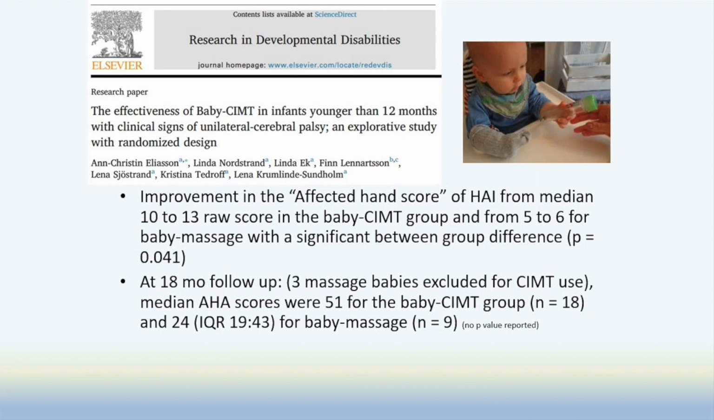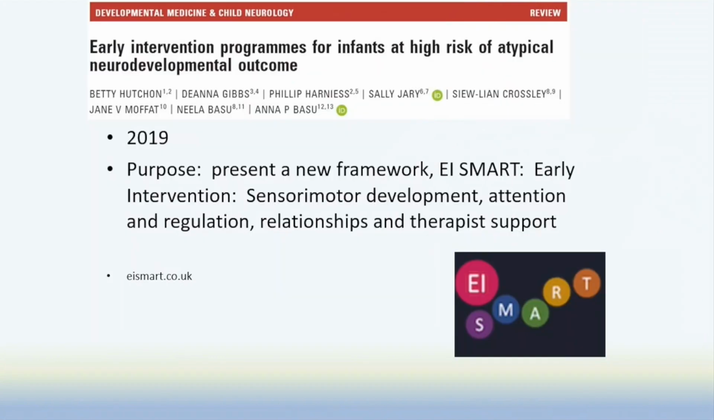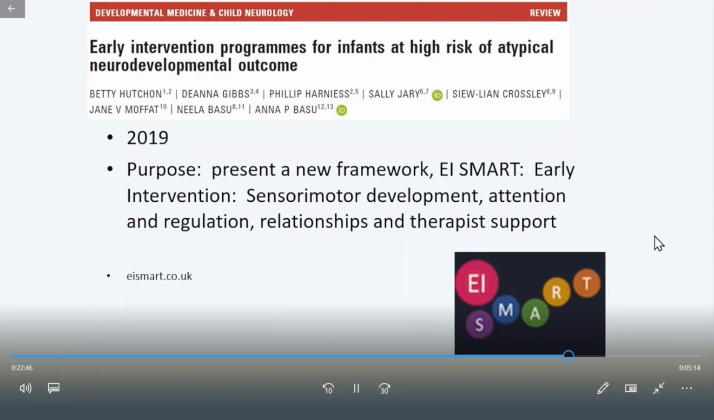We did not have a p-value reported at that age, but there again is some sign of improvement in those infants that received the constraint-induced movement therapy. Another intervention program that's published and shared in 2019 was this EI SMART program for earlier intervention that focused on sensory motor development, attention and regulation, and relationships and therapy support. This is out of the UK.